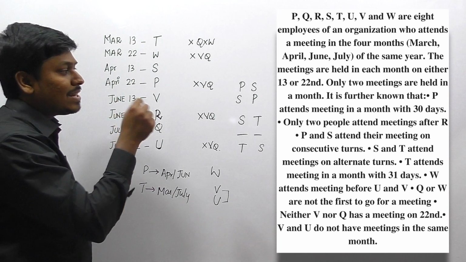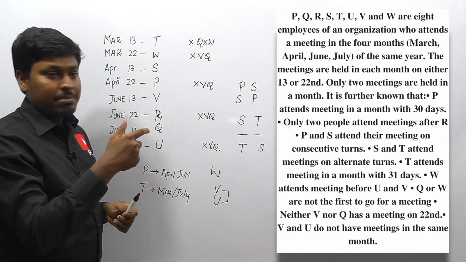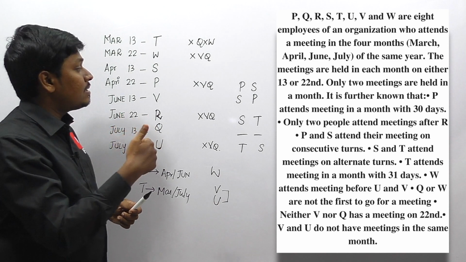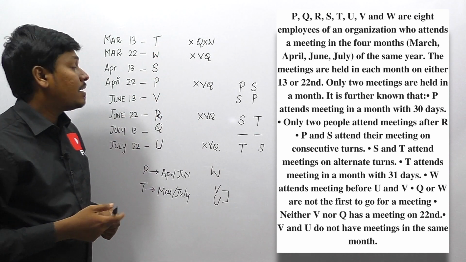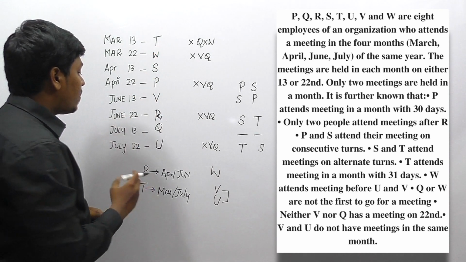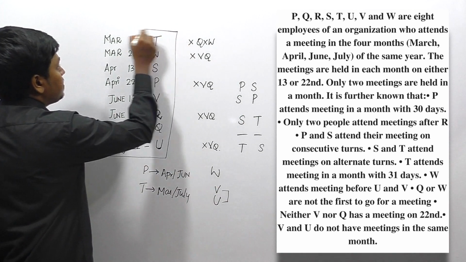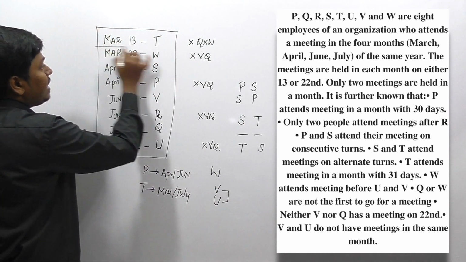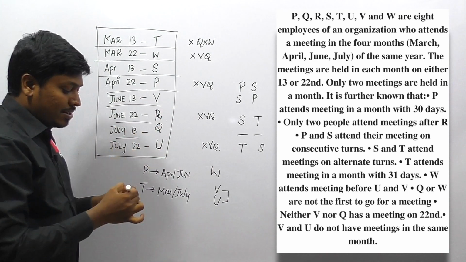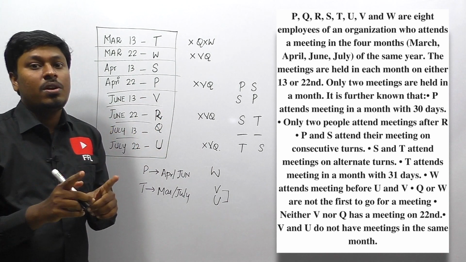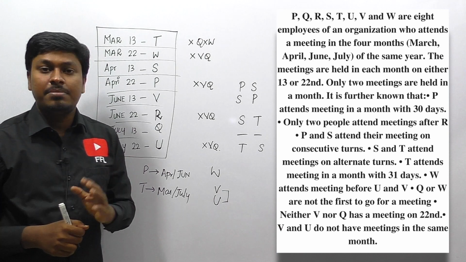So friends, the meaning of consecutive turn is an immediate neighbor. The meaning of alternate turn: if T is attending the interview, then one day after, the person S is attending an interview, right? So friends, finally we got an answer. So it is one of the interesting arrangements. So try to solve many arrangement questions before going for IBPS PO, right? A minimum of 100 or 200 questions you should solve before going for the IBPS PO prelims exams.